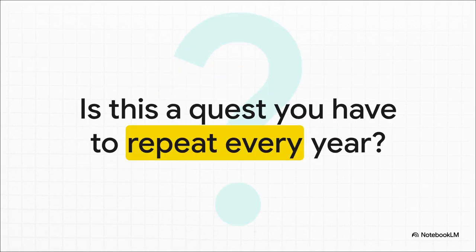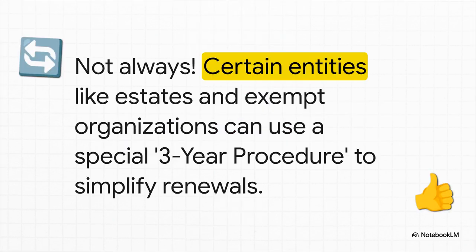So that brings up a good question. Is this a quest you have to go on every single year? For most people, yeah, it is. But for a lucky few, there's a pretty sweet shortcut. For some applicants, the answer is no. Certain folks, like estates or tax-exempt organizations, can use something the IRS calls a 3-year procedure. This basically streamlines the application for the second and third years, saving you a ton of hassle. It's a fantastic pro tip to know about if you happen to qualify.